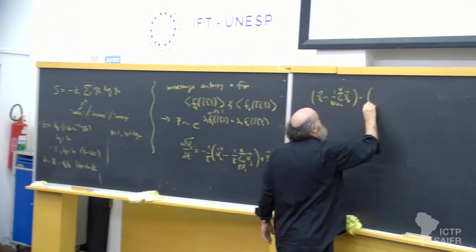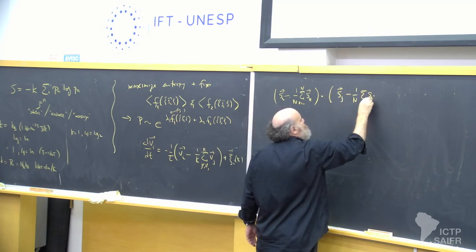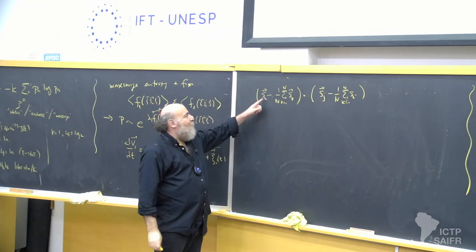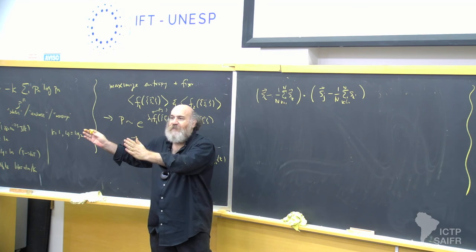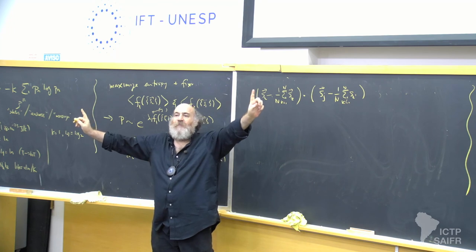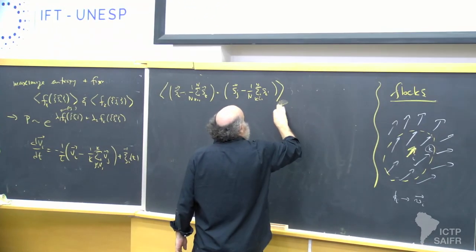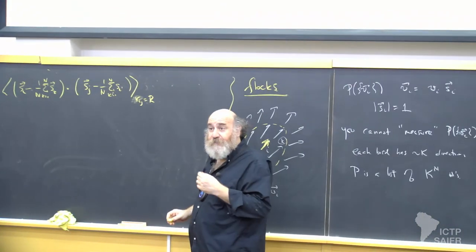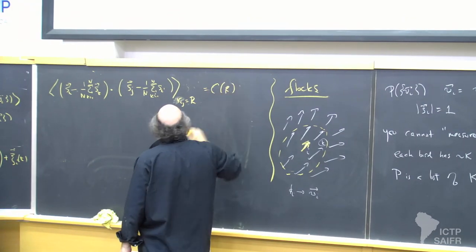So let me define it. I have bird i and bird j, and in each case I subtract off the mean of this unit vector. And then what I want to do is pick out all the pairs i and j which are a certain distance apart. So let me average over all the pairs that have r_ij equal to r. And I've got thousands of birds in the flock, so this defines a correlation function of r.